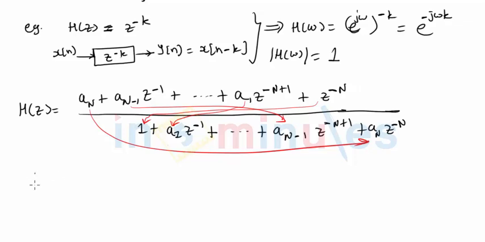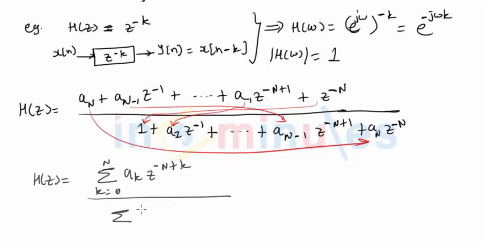Now I can write H of z in compact form using summation. It will be summation a_k into z raised to minus N plus k, where k will vary from 0 to capital N, and the denominator can be written as summation a_k into z raised to minus k. k will again vary from 0 to N. Let me explain the denominator. The numerator can be explained in the same way.